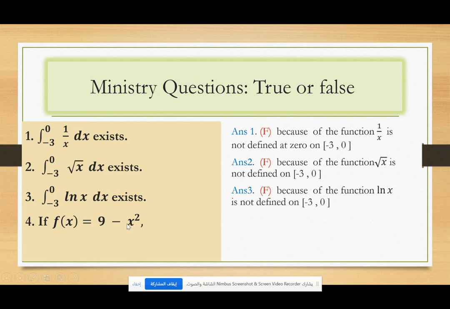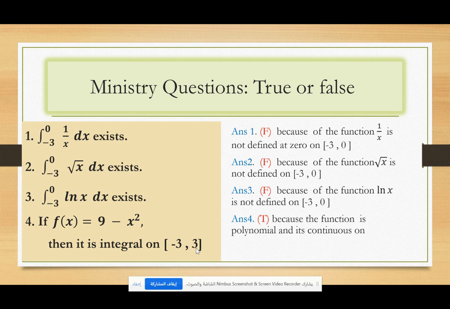If f of x equals 9 minus x squared, then it is integrable on the interval from negative 3 till 3. This statement is true because it's a polynomial, and a polynomial is defined for all real values, and it is continuous also. So it is integrable on any subinterval of R, because the function is a polynomial and it is continuous on the interval from negative 3 till 3 or any interval.